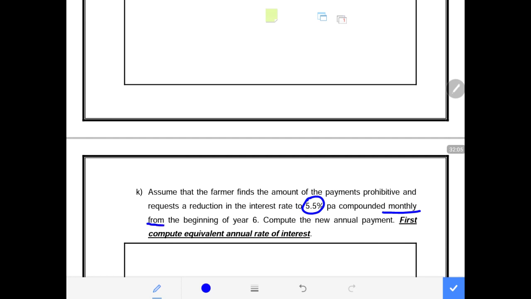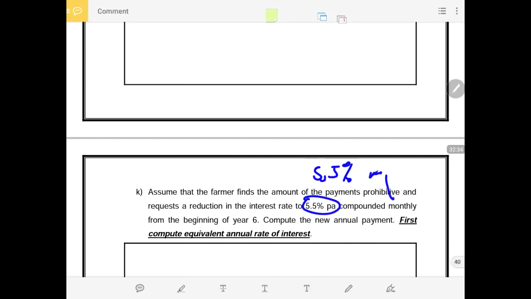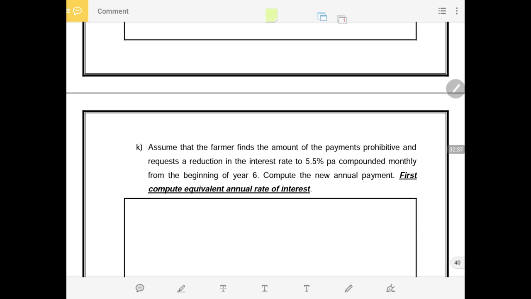Then it says from the beginning of year 6, compute the new payments. First, calculate the annual equivalent rate of interest. I will always highlight that. So now that means the request was accepted, that we can give you 5.5% per annum compounded on a monthly basis, but your payments are per annum, so this must be converted into annual equivalent. Then after we can deal with the rest.